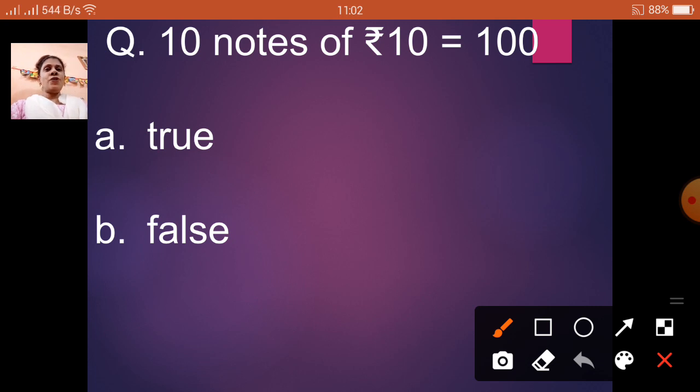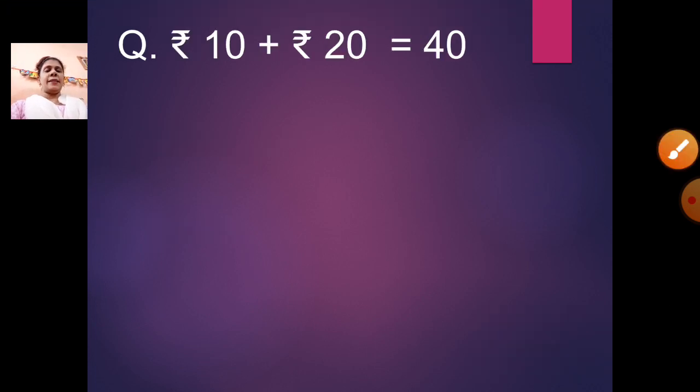So true or false, children? Option A true, option B false. Option A true, correct. Why? Because 10 notes of rupees 10 will make rupees 100. Okay. Now next. Rupees 10 plus rupees 20.